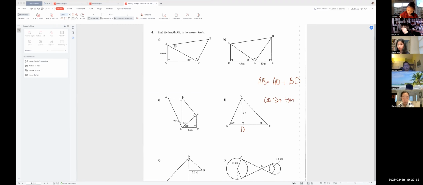And this time, are we going to use cosine, sine, or tangent? Let me ask you a question. Tangent. Thank you, Victoria. Very good. So this time we're going to use tangent, because tangent equals opposite divided by adjacent. This question, I'm not going to do anything. I'm going to give you 3 minutes. Everybody try to do it yourself.